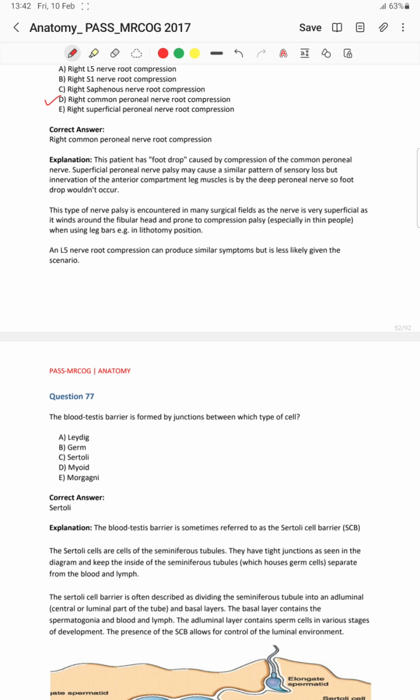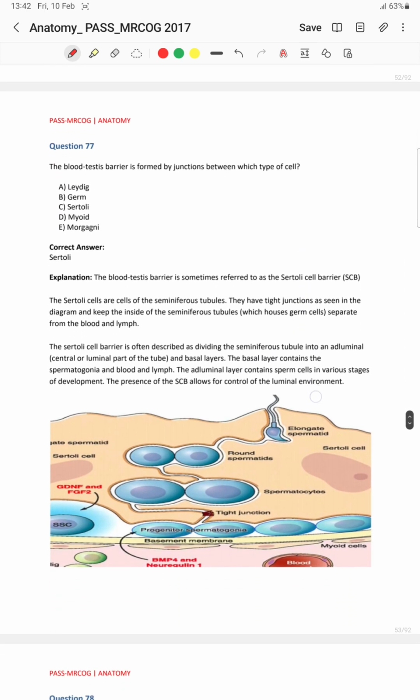Patients are usually placed in the lithotomy position, and because the nerve is superficial and passes around the fibular head, it usually gets compressed and presents with foot drop. In the case of superficial peroneal nerve palsy, there will be no foot drop, but the patient would complain of sensory loss. There is also L5 nerve root compression, which can produce similar symptoms, but this is very uncommon, and hence it is unlikely that they will give you the same MCQs or SBAs.